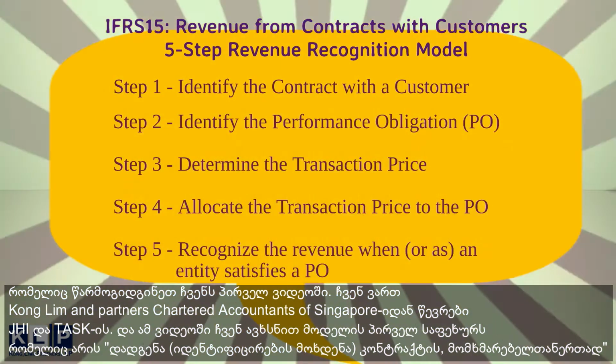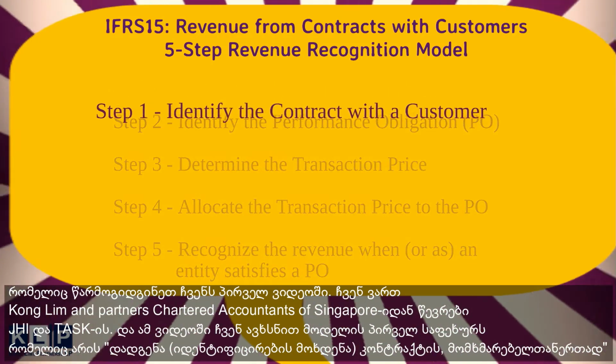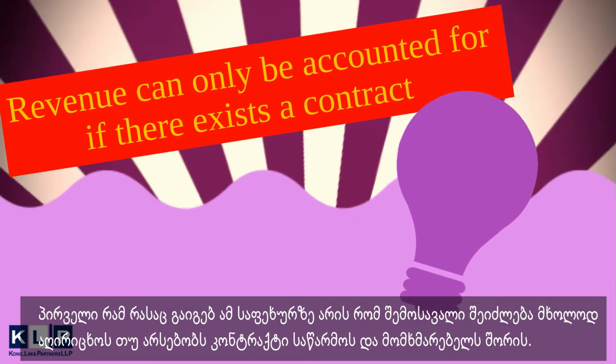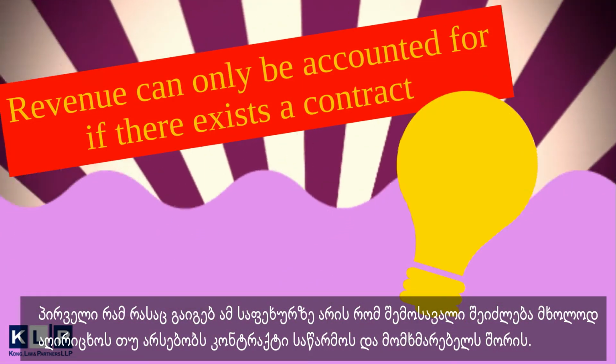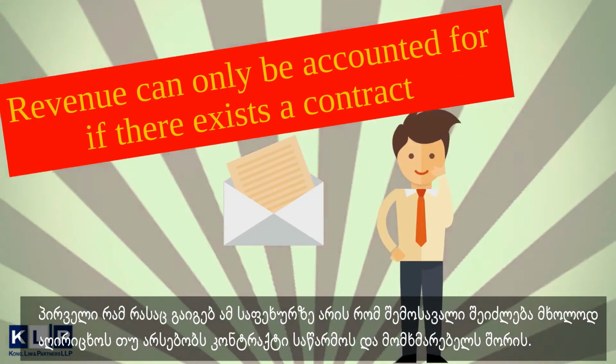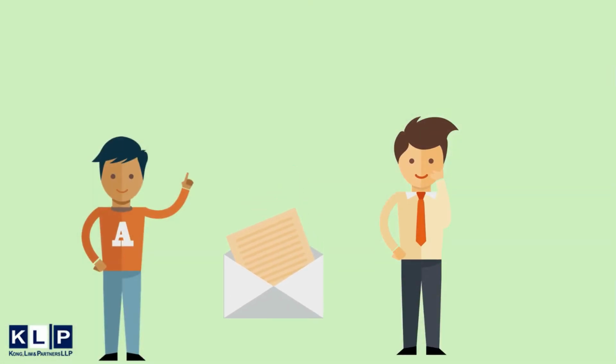And in this video, we will go through the first step of that model, which is identifying the contract with the customer. The first thing to deal with when understanding this step is that revenue can only be accounted for if there exists a contract between the entity and the customer.